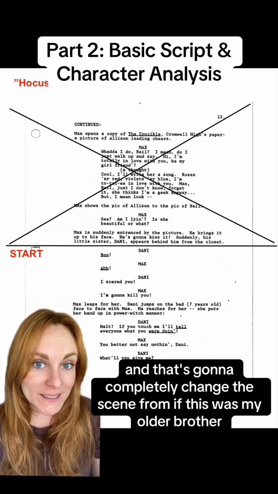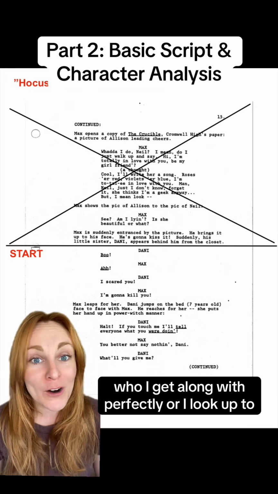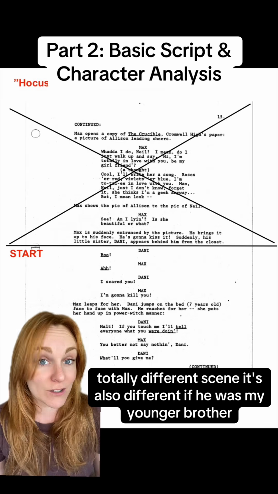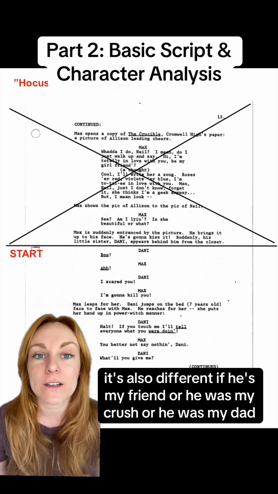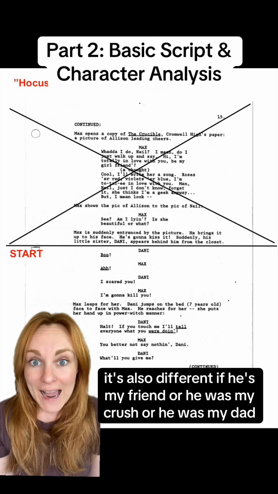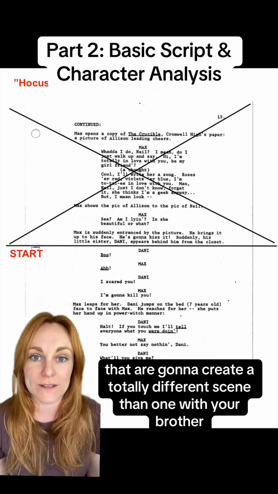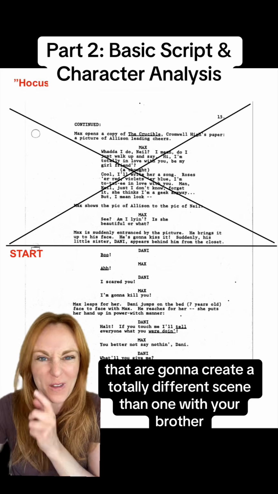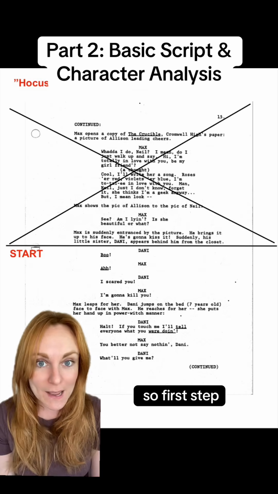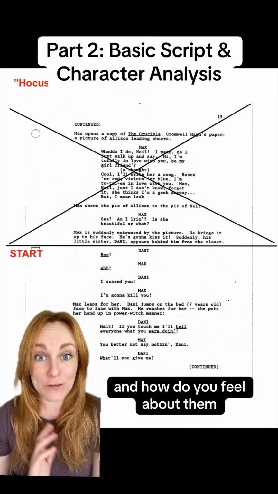And that's going to completely change the scene from if this was my older brother who I get along with perfectly or I look up to and all I ever want to do is please him, right? Totally different scene. It's also different if he was my younger brother. It's also different if he's my friend or he was my crush or he was my dad. These are all totally different relationships that are going to create a totally different scene than one with your brother with whom you have a contentious relationship. That's really specific. So first step, identify who you're talking to, what is your relationship with them, and how do you feel about them.